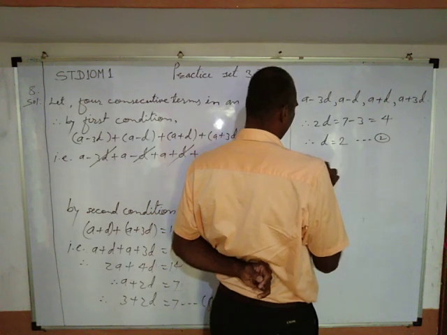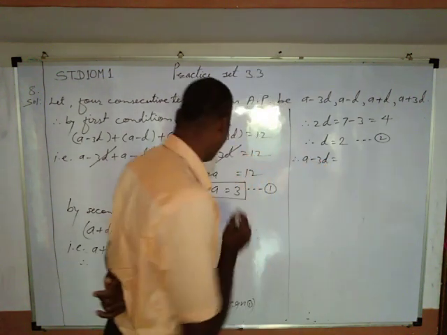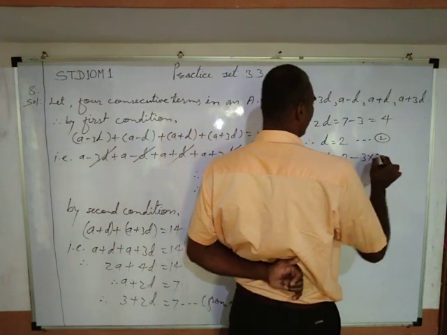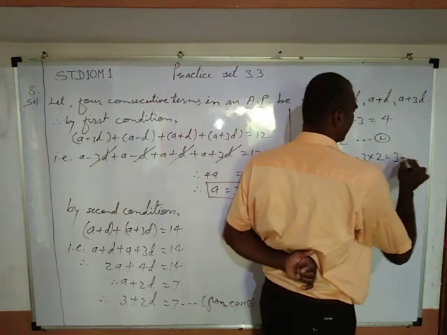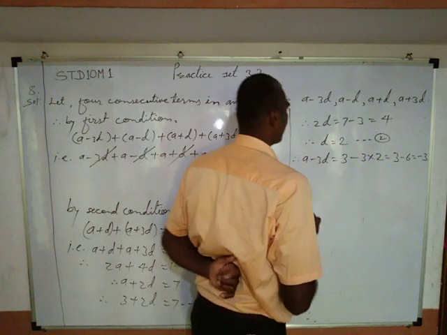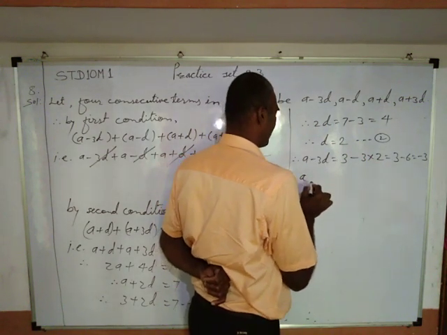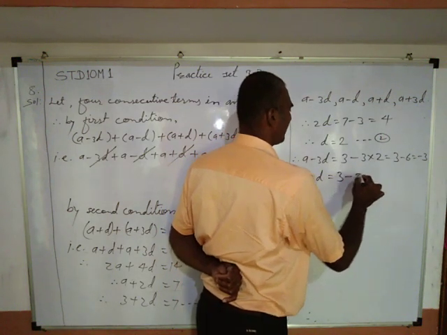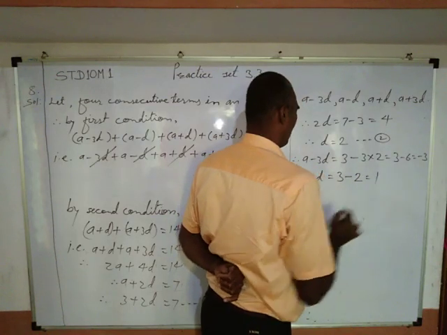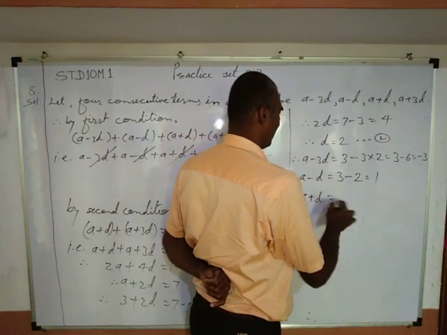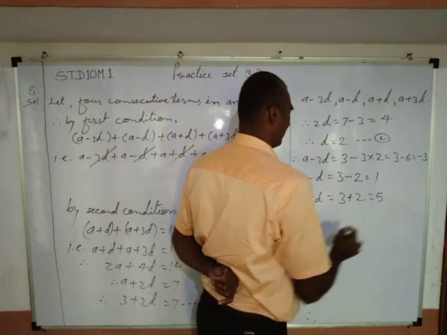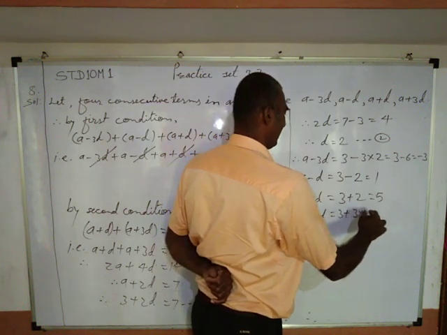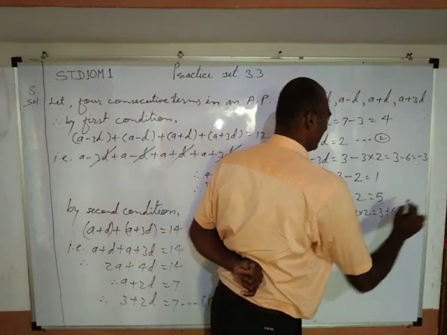Therefore a minus 3d equals, the value of a is 3, 3 minus 3 into the value of d which is 2, means 3 minus 6, equals minus 3. Next, a minus d equals 3 minus 2, which gives us 1. A plus d equals 3 plus 2 equals 5, and a plus 3d equals 3 plus 3 into 2, equals 3 plus 6 equals 9.